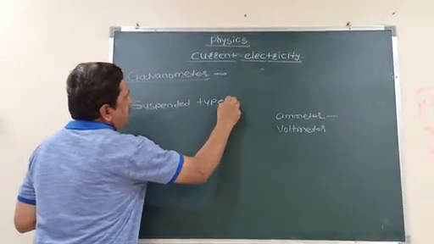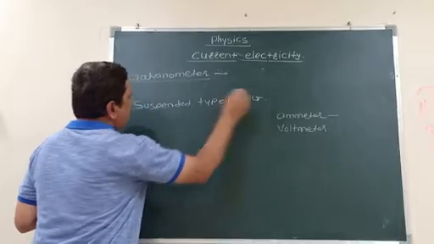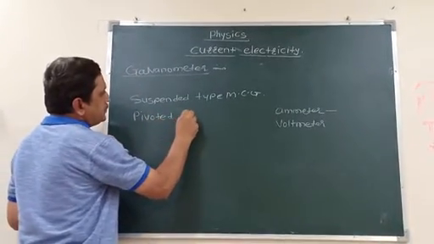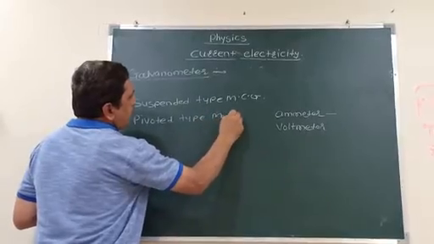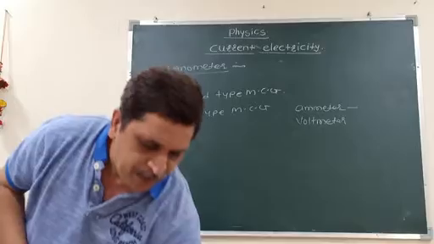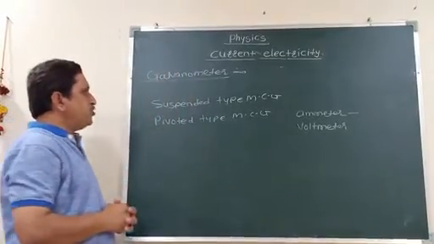Suspended type moving coil galvanometer. And number two, pivoted type moving coil galvanometer. Now what is the difference between suspended type and pivoted type moving coil galvanometer?